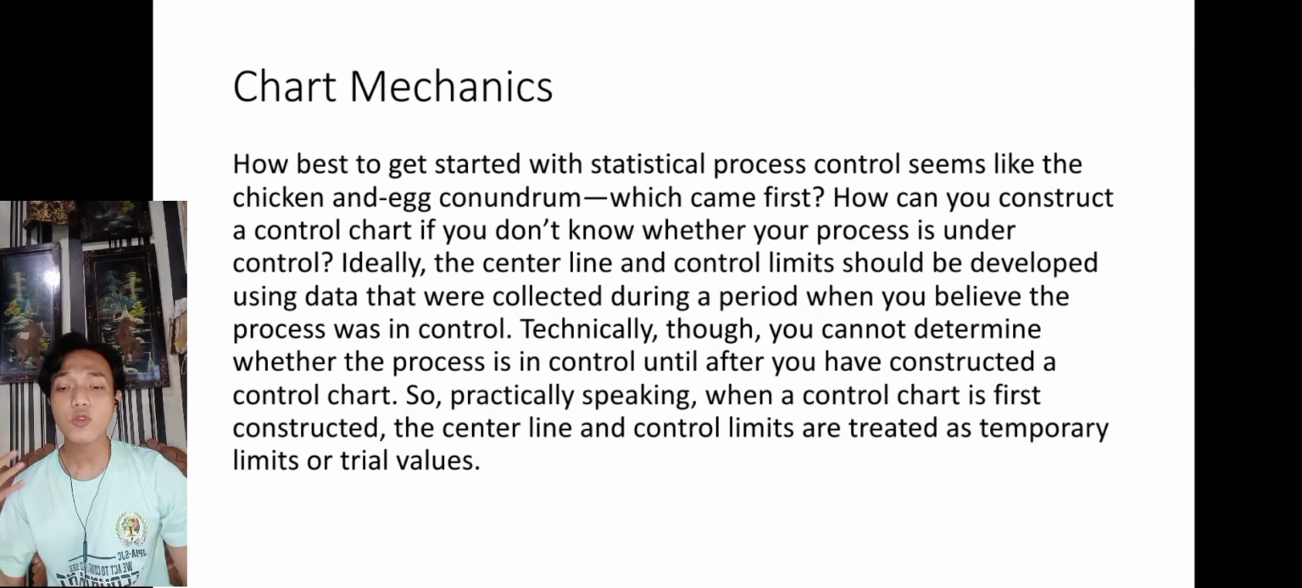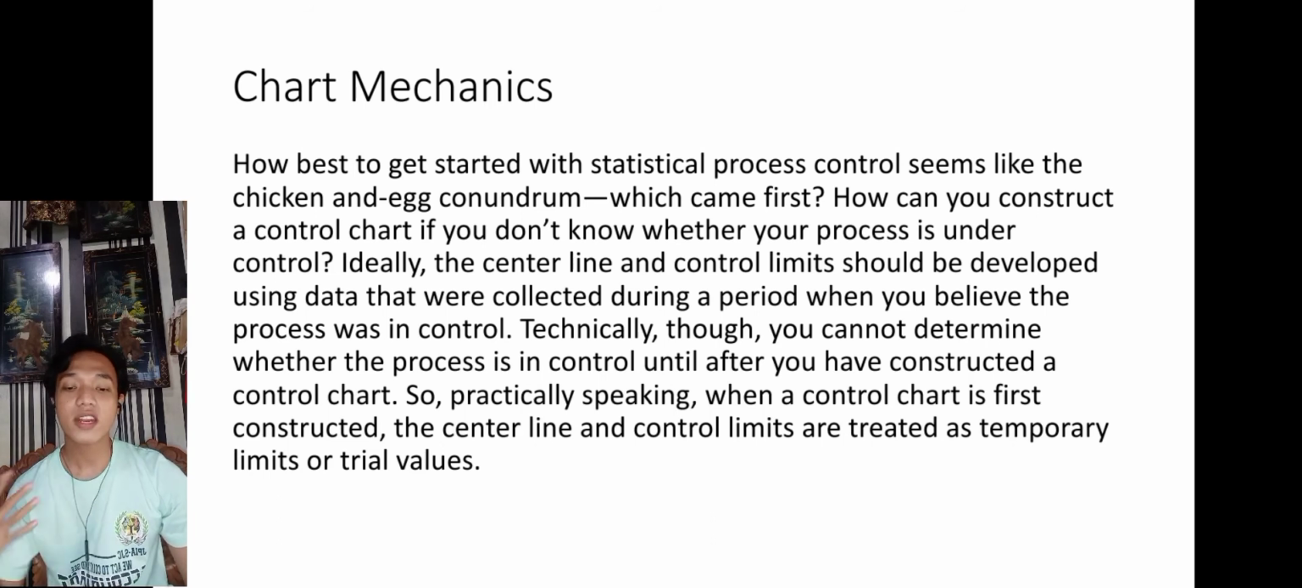Chart mechanics. How best to get started with statistical process control seems like a chicken and egg conundrum. Which came first? How can you construct a control chart if you don't know whether your process is under control? Ideally, the center line and the control limits should be developed using data that were collected during a period when you believe the process was in control. Technically, though, you cannot determine whether the process is in control until after you have constructed a control chart.